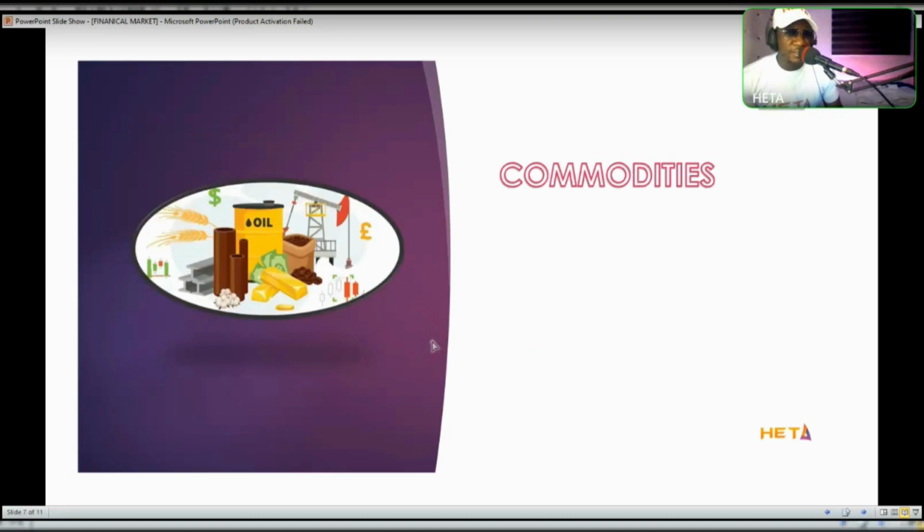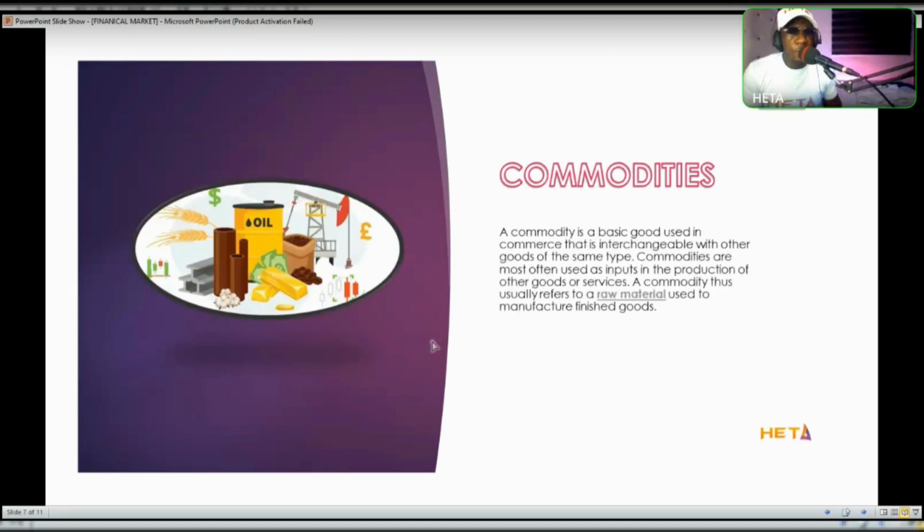Then we have the commodities market. A commodity is a basic good used in commerce, right? It is interchangeable with other goods of the same type. Commodities are most often used as inputs in the production of other goods and services. A commodity thus usually refers to a raw material used to manufacture finished goods. When we talk about commodities, we're talking about raw materials. Commodities can include gold, oil, agricultural produce, and all that, right? And as always, if you want to understand more about these other smaller marketplaces, do your research.